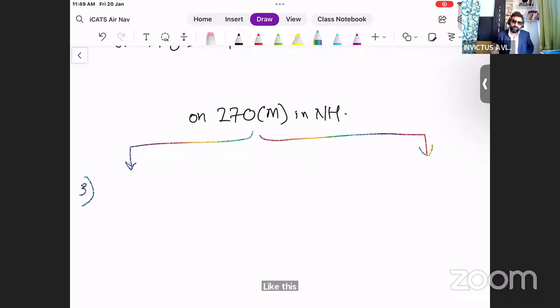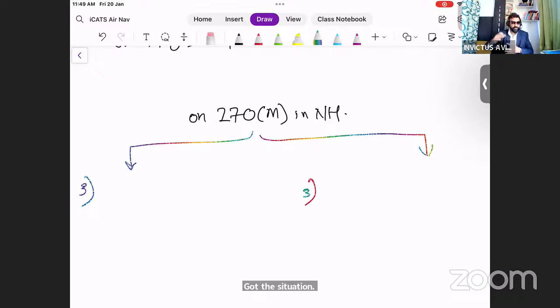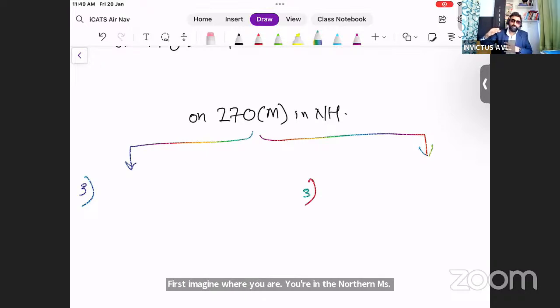If I'm in the northern hemisphere and I'm going in a westerly heading, what would be the impact of my acceleration error? And what would be the impact of my deceleration error? Got the situation, students? First, imagine where you are. You're in the northern hemisphere. It means you're above the equator. And you're going in a westerly direction. If you'll be accelerating, what would be the error in the heading? If you'll be decelerating, what would be the error in the heading? Decelerating will not mean going back. It'll just mean slowing down.